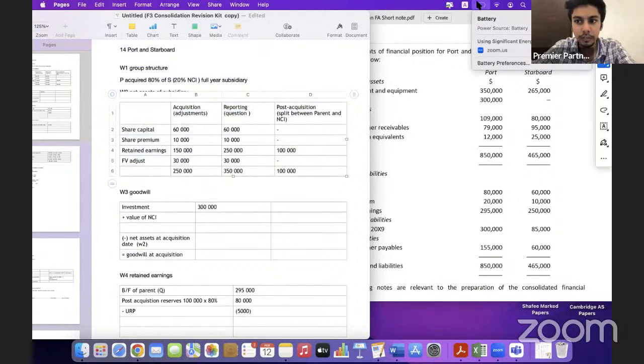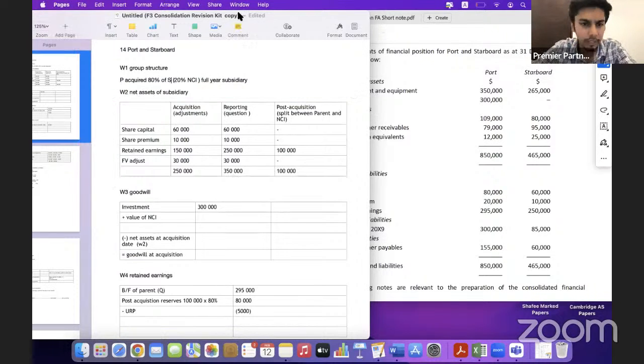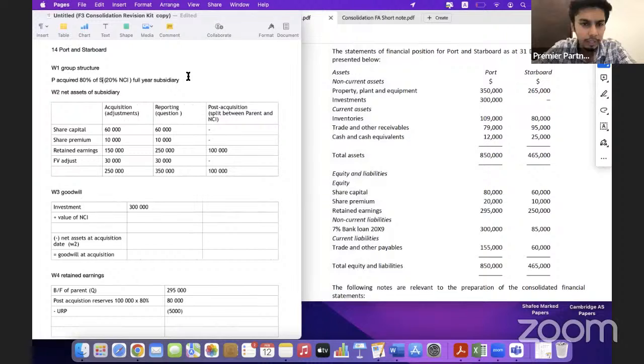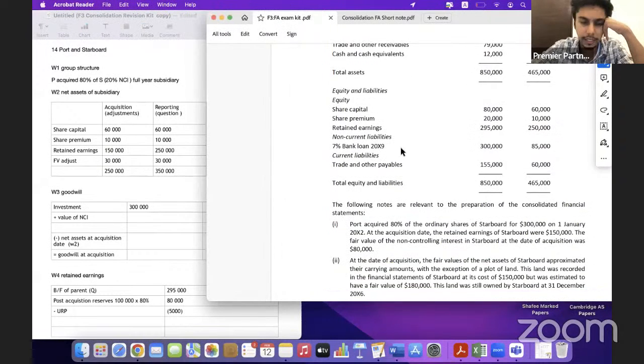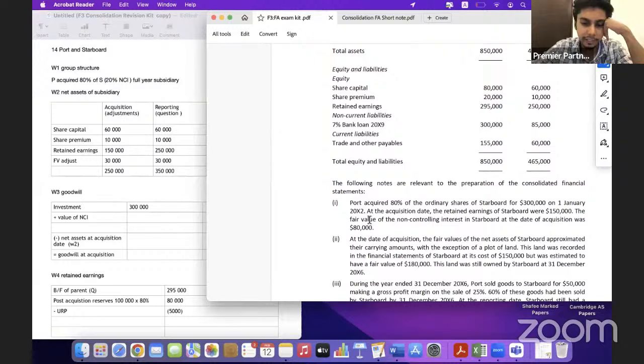This is how we work out our retained earnings, or maybe our working number 2. Okay, now guys, once done, let's move on. When we move to goodwill, it starts off with the investment that we already marked. Value of NCI. I think I didn't come across this part, or maybe I skipped that one, guys. Here I have skipped it.